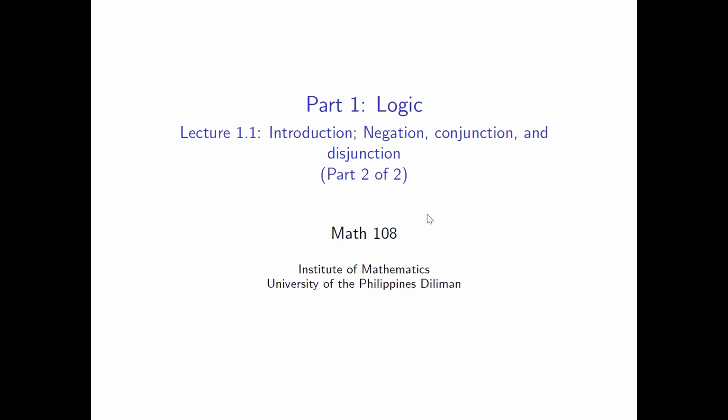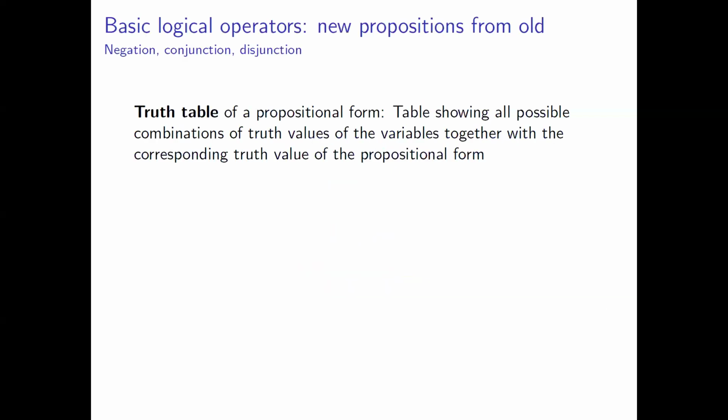This is part 2 of lecture 1.1 of Math 108, Introduction to Logic, on Negation, Conjunction, and Disjunction. In this video, we will give more examples of propositional forms involving the negation, conjunction, and disjunction operators. Recall that a propositional form does not have a truth value, but instead it has a truth table.